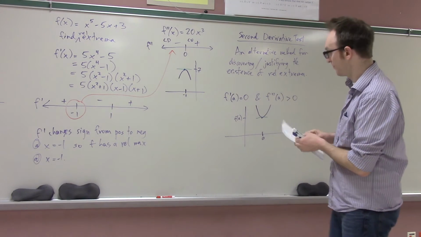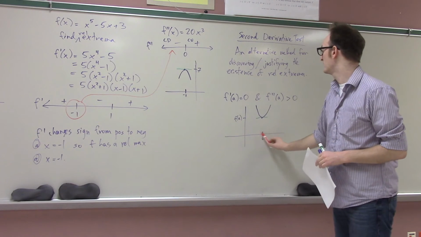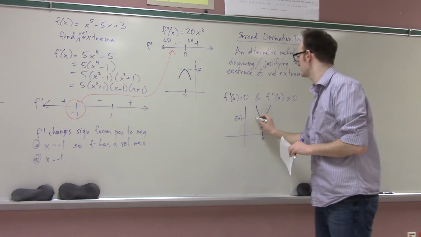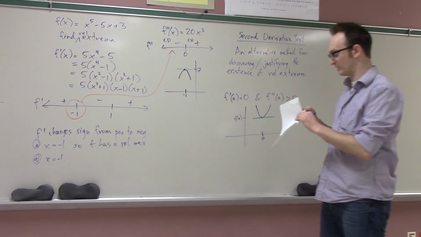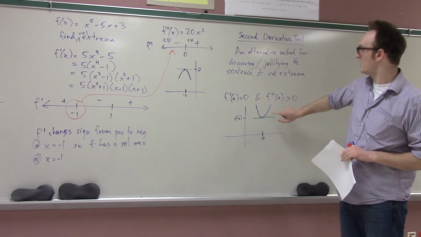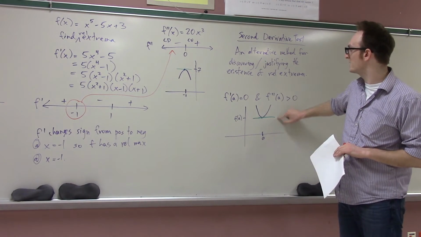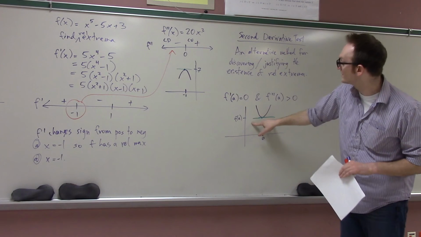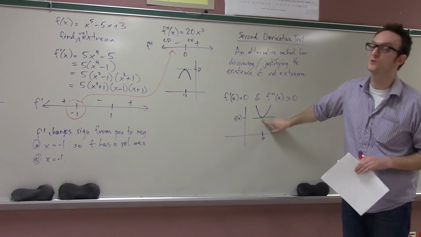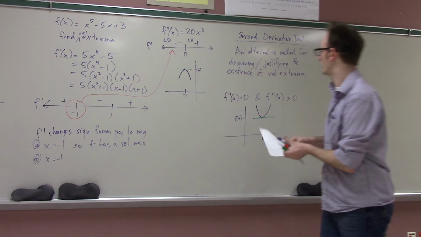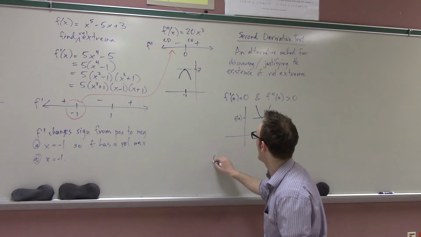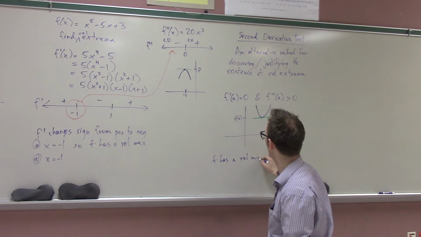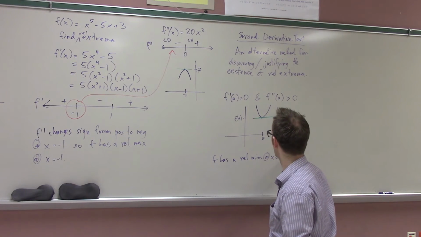Because for any number nearby, if this is a horizontal tangent and the horizontal tangent lies below the curve, then the function lies above this horizontal tangent line. In other words, all the y values of the function are greater than this y value. But this y value is the y value at A. So the conclusion is f has a relative min at x equals A.